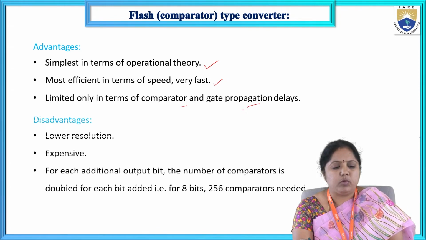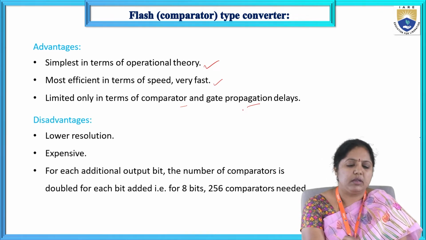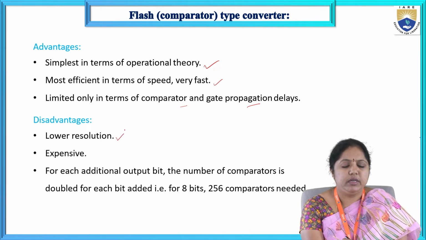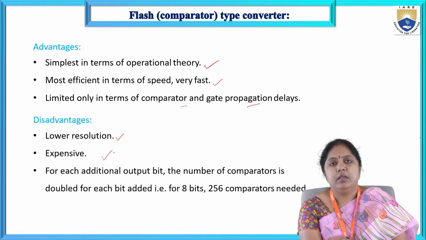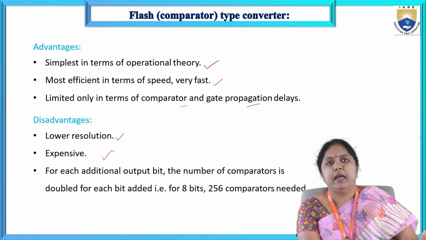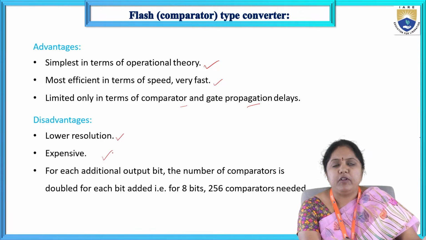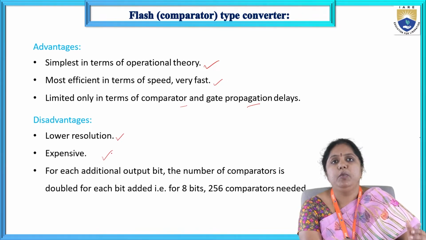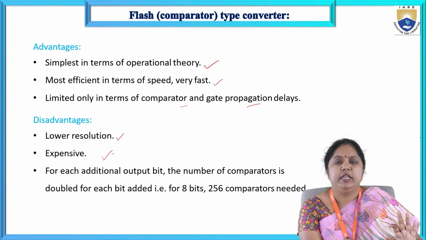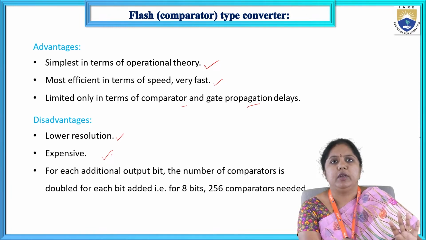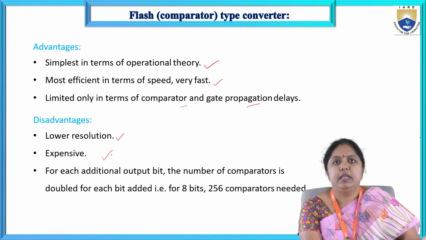But what are the drawbacks with respect to this? The drawbacks are that it has lower resolution and it is very expensive. Why? Because however many bits are required, that many comparators I need to take. Suppose, as in the previous one, for 3 bits I have taken 8 comparators. If it is 5 bits, I need to take 32 comparators, and at the same time a 32 by 5 priority encoder. So as the number of bits increases, the circuit complexity increases.